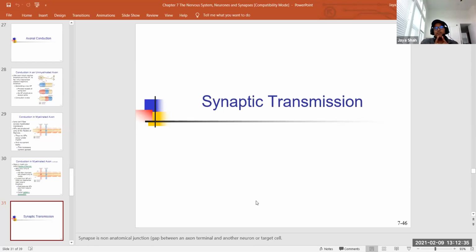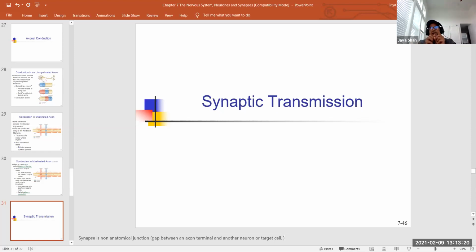So that gap is filled with a chemical substance called neurotransmitter, and that neurotransmitter carries the impulse from one nerve ending to another nerve ending or to another cell. Are you following me? So here, the synapse is a non-anatomical junction, which is the gap between an axon and another neuron or target cell. Okay? And there are two types of synapse. When two cells communicate with each other by a chemical compound in between them, then they are called a chemical synapse.